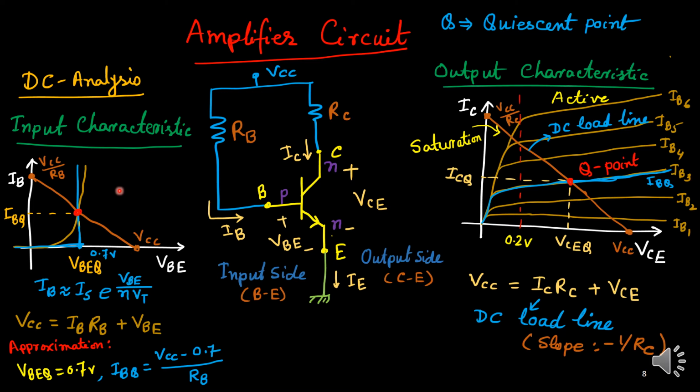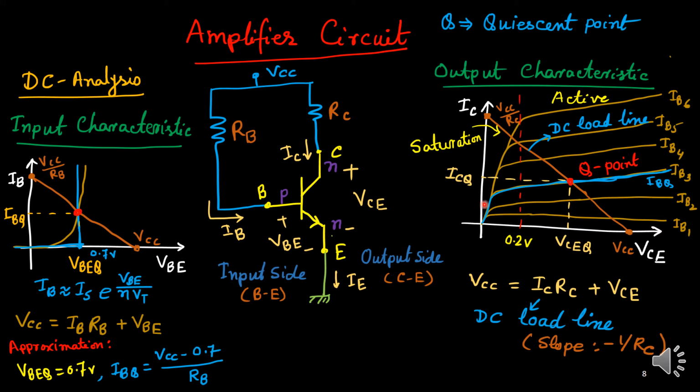Normally we consider that VBEQ is around 0.7 volt, and based on this we can find the IB current easily, because VCC minus VBEQ upon RB will be your IBQ. So we can find that quickly. In that case we can ignore this plot, since we are considering that it is almost vertical here. That is a different thing.